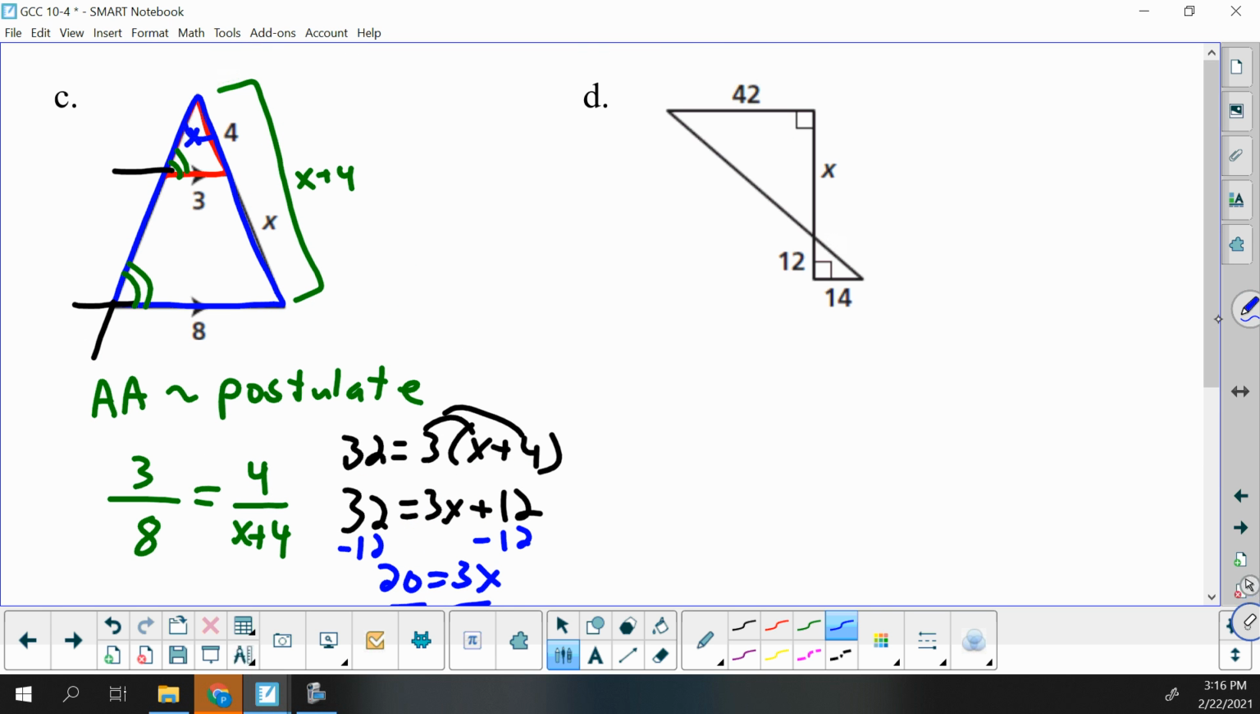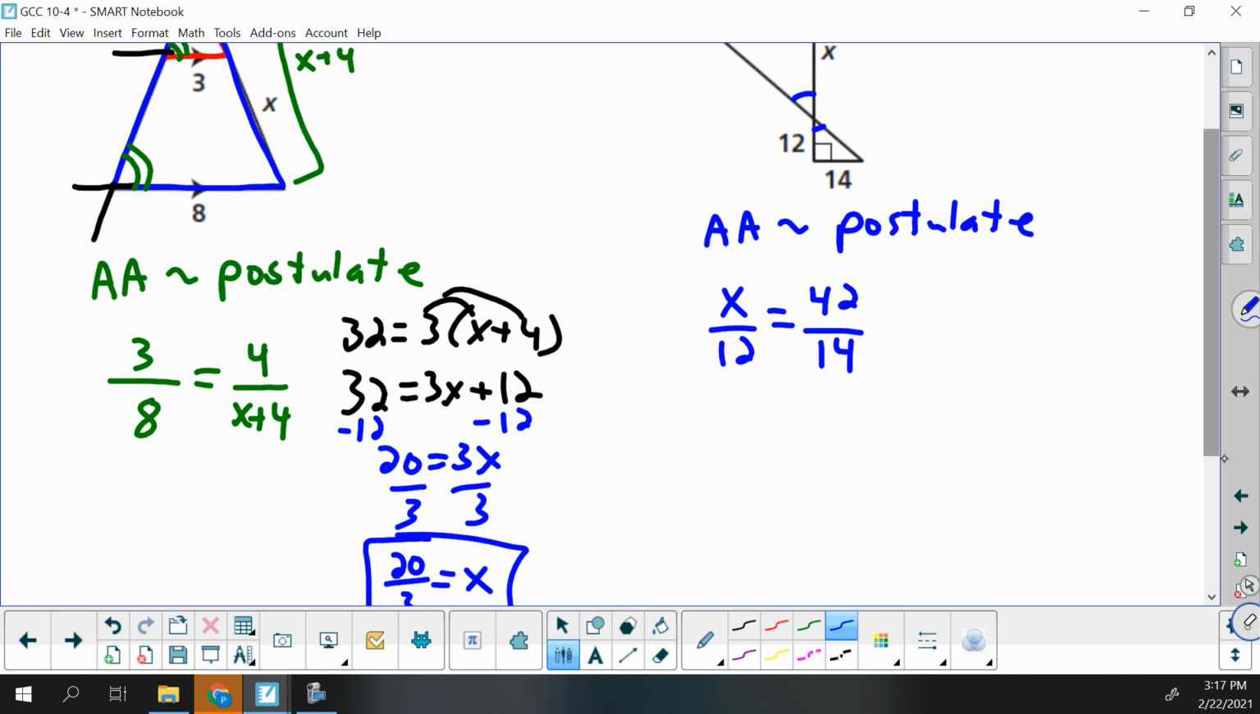In D, we already have a right angle, and then we've got our vertical angles. So there's 2 sets of angles. So these are similar because of the angle-angle similarity postulate. So the x is between the vertical angle and the right angle. That matches with the 12. And that's equal to the 42 over the 14.